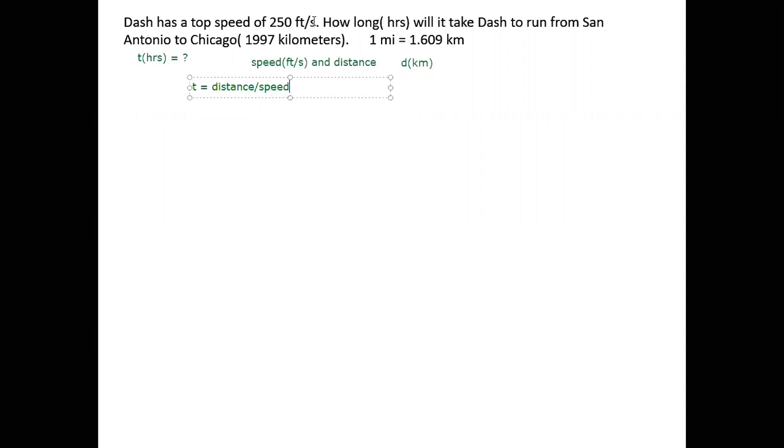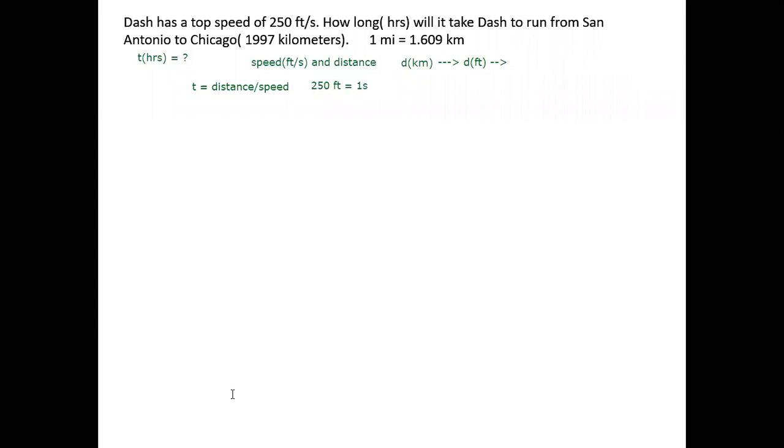And since our speed is in feet per second, this will give us the time in seconds. So the way you can interpret this 250 feet per second is that you can write it as a conversion factor that 250 feet equals 1 second. This is given to us in the problem. So if we know the distance in kilometers, we need to get the distance in feet, and then we can determine the time it takes in seconds and convert that to hours. So we're going to take the distance in kilometers, convert it to feet.